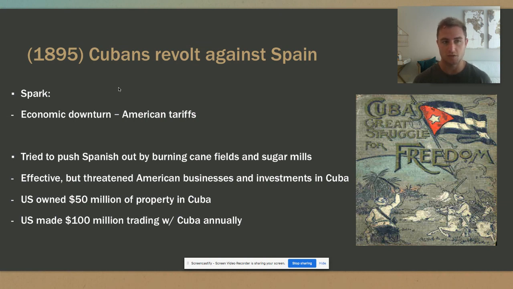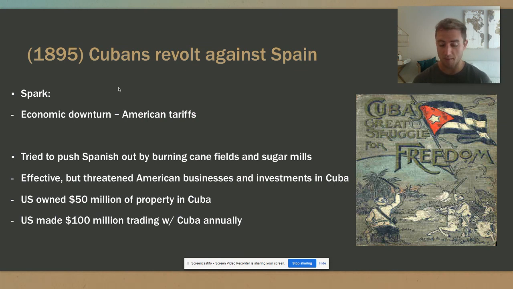And one of the biggest reasons why is that these are hard times in Cuba because there's an economic downturn, once again caused by that McKinley tariff. It's becoming very difficult to export sugar into the United States now because of this high tariff. And so the Cubans are going to rebel against the Spanish. They're going to burn their own cane fields.